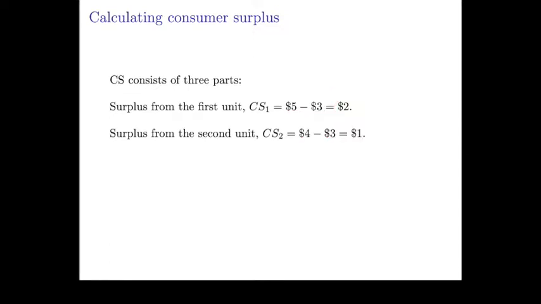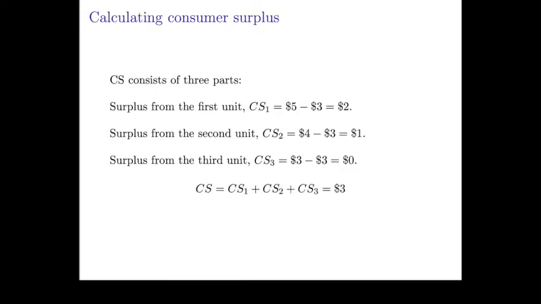This consumer surplus consists of 3 parts. It's the consumer surplus from the first unit. Remember, the first unit, you were willing to pay $5 for it, but you only paid 3. So your surplus from the first unit is 2, 5 minus 3. Your surplus from the second unit: you were willing to pay 4, you only paid 3, so you get a surplus of 1. Surplus from the third unit: you were willing to pay 3, you paid 3, so you don't get any surplus from it. So it's 0. Those 3 parts together give you a total surplus of 3.